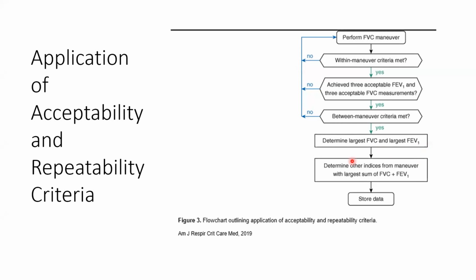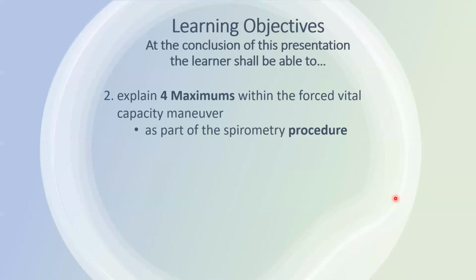And all the other data is going to come from the single maneuver that has the largest sum of FVC and FEV1. And it may be that the FVC comes from maneuver number 2 and FEV1 comes from maneuver number 4, and the highest sum is from maneuver number 5. Okay. All right.